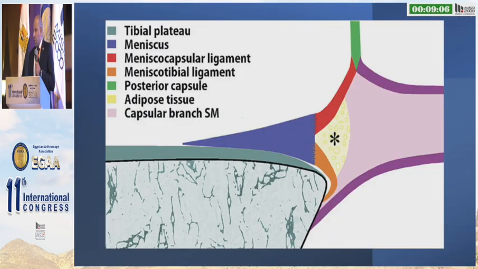If you have a schematic drawing of the ramp lesion, you have the meniscocapsular ligaments, the meniscotibial ligaments, the posterior capsule, the adipose tissue.